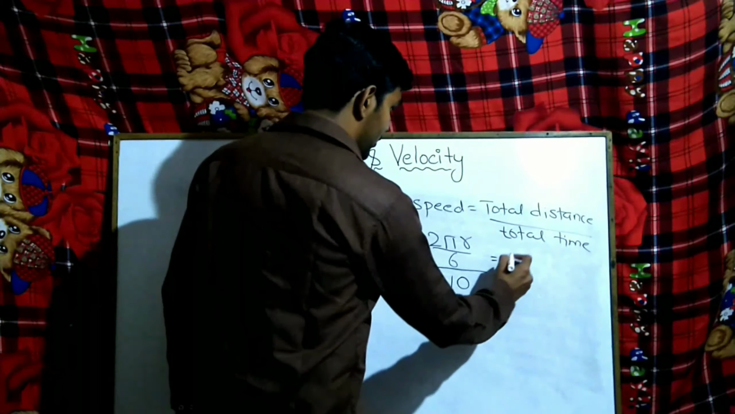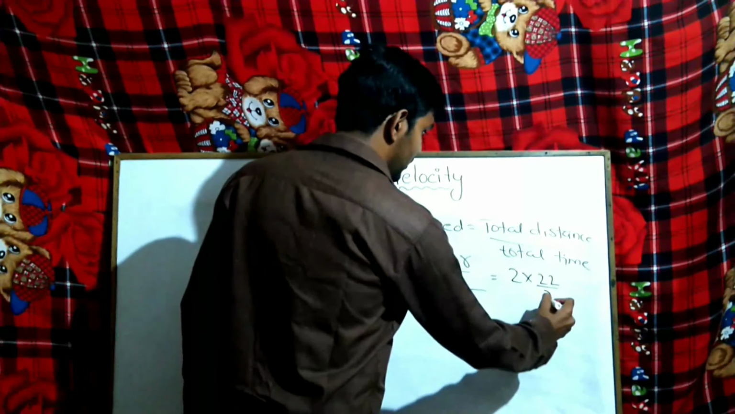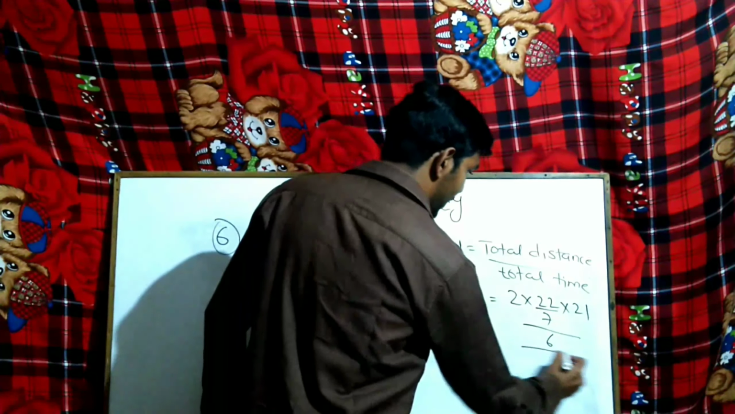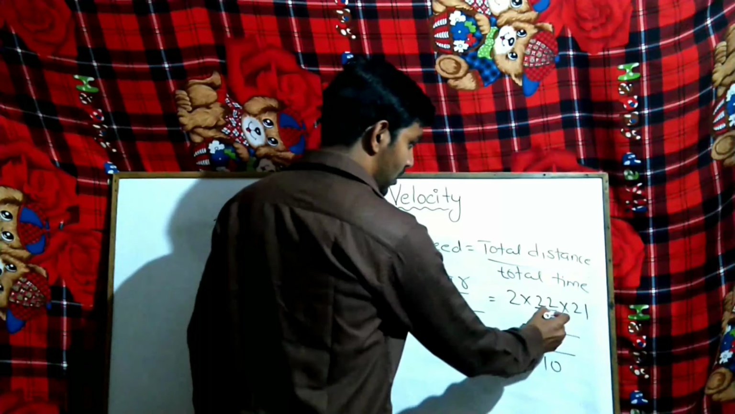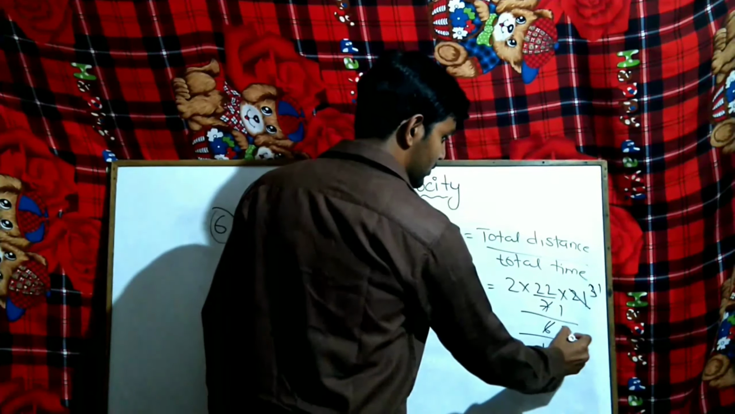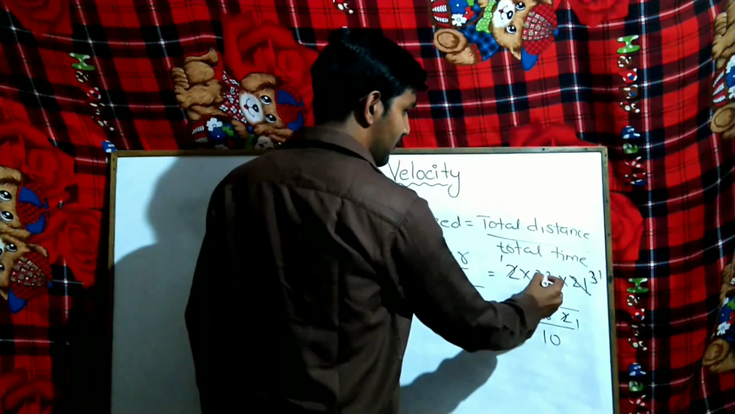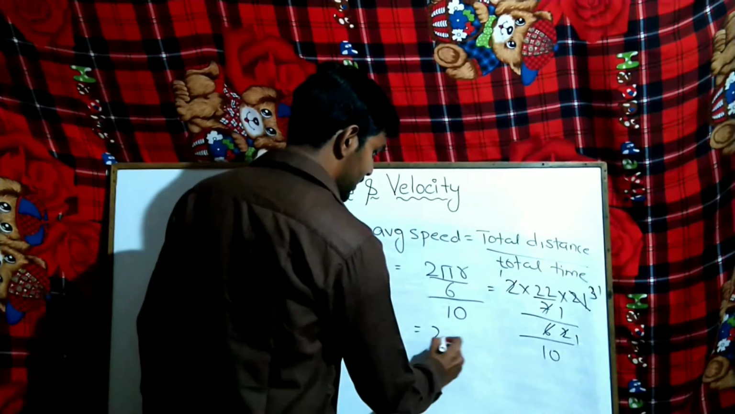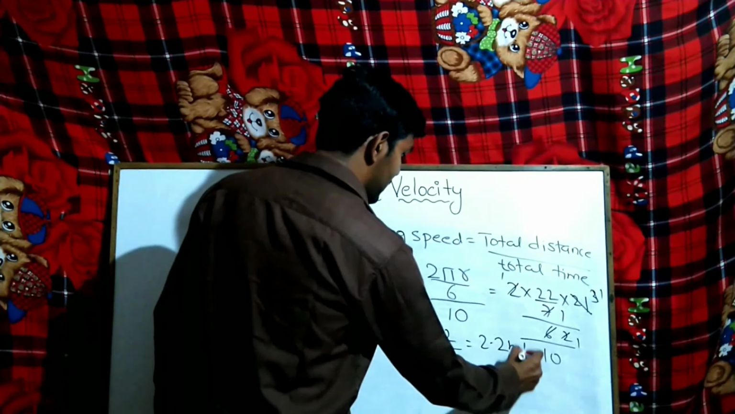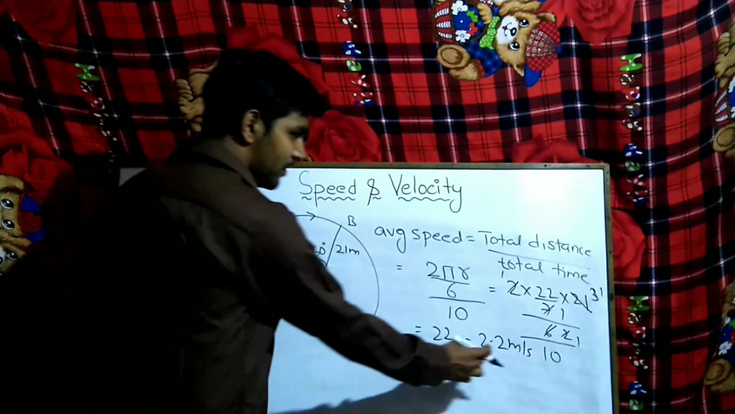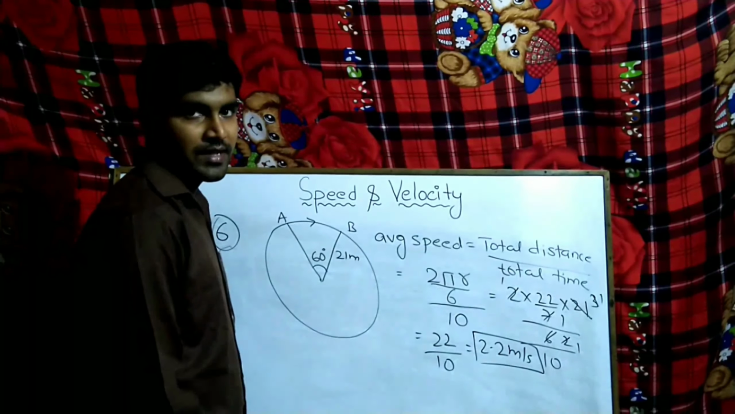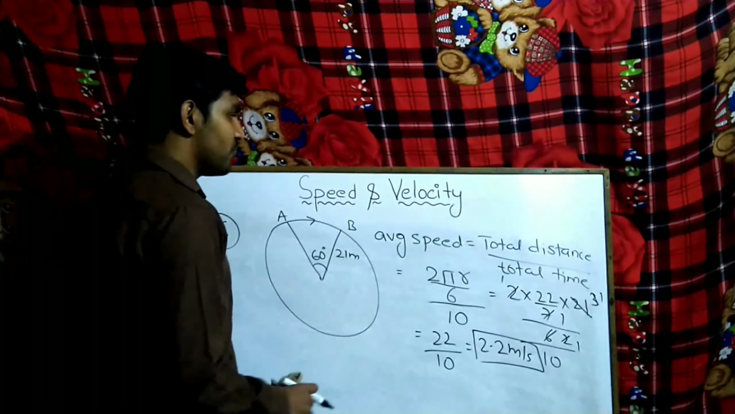Now find out: 2 into 22 by 7 into r, which is given as 21, by 6 by 10. Now 3 ones are 3, 3 twos are 6, so what is left? Only 22 is left. So 22 by 10 gives 2.2 meters per second. So the average speed we get is 2.2 meters per second.